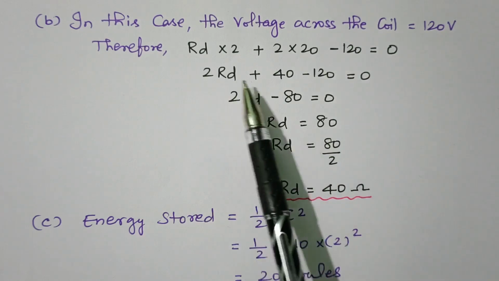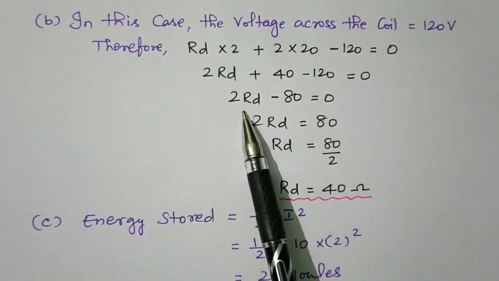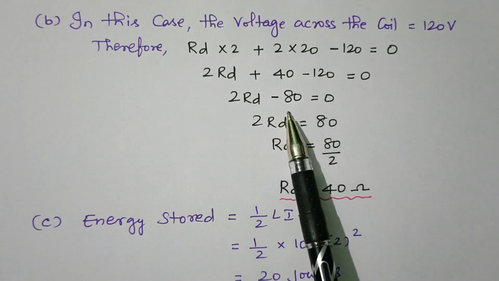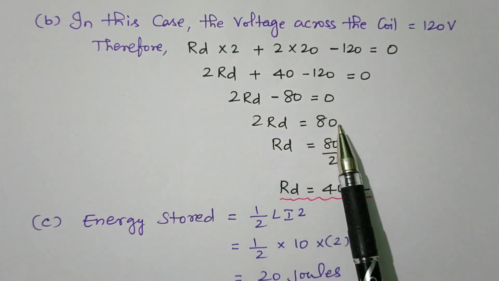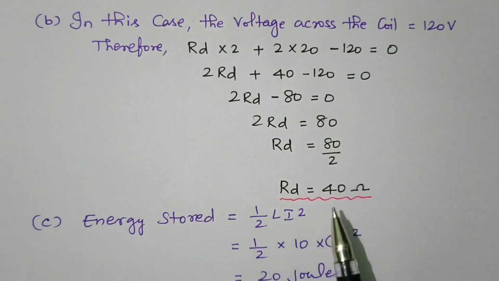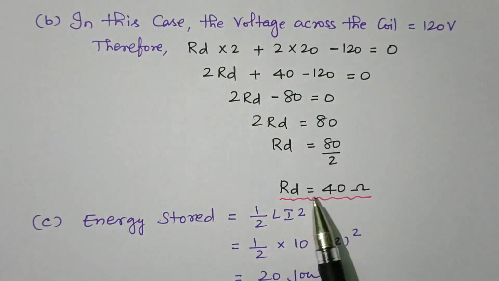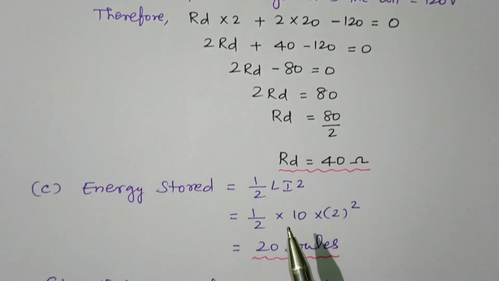So 2 RD plus 40 minus 120 equals 0. 2 RD, 40 minus 120 is minus 80. Bring this 80 to that side, so it becomes plus 80. So RD equals 80 divided by 2, it is 40 ohm. Right? So in the second subdivision, the voltage is given and we calculated RD using the same formula, Kirchhoff's voltage law.